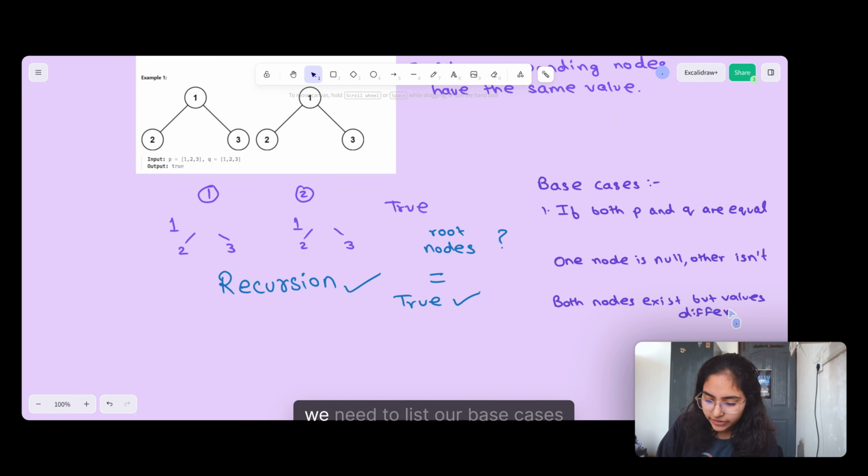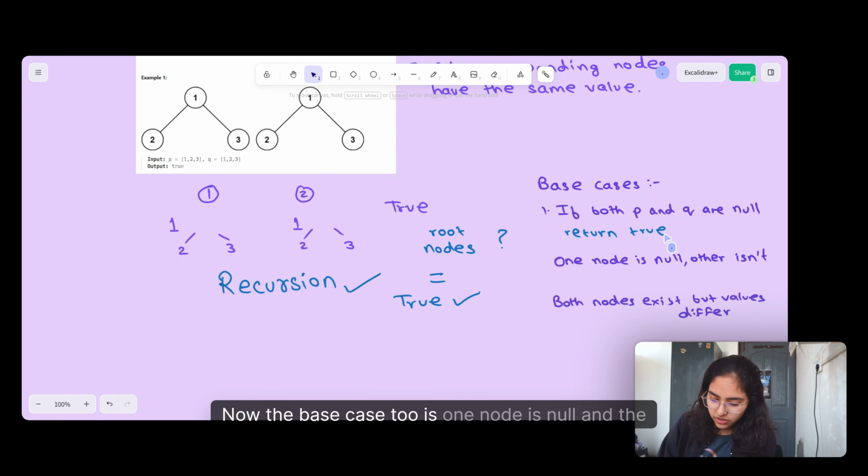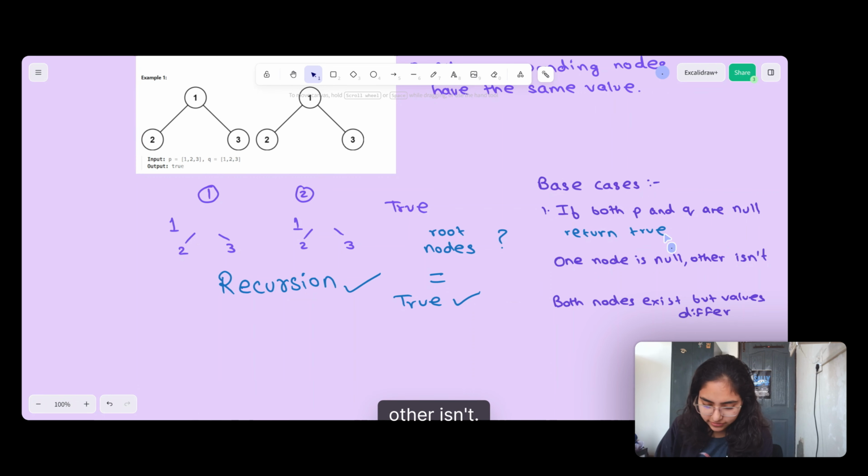Before writing code, we need to list our base cases because recursion must know when to stop. There are three simple base cases. Base case 1 is if both nodes are null. If both nodes are null, we return true, because two empty trees are obviously identical. Now base case 2 is one node is null and the other isn't. If p is null and q is not null, or p is not null and q is null, this means the structures don't match at all.